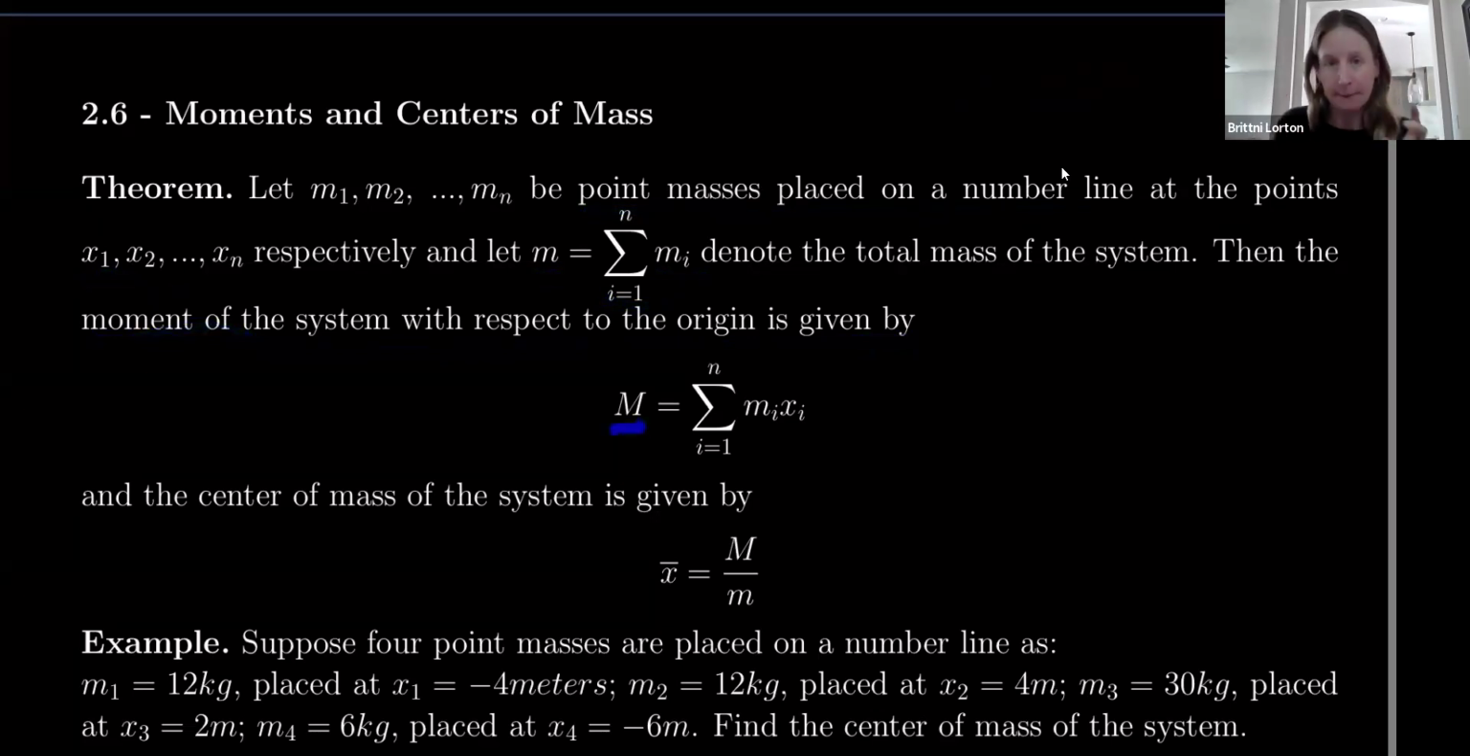Capital M is going to be called the moment, and that's the sum of the mass times the location of the object. And then you're going to find the center of mass or the pivot of the seesaw by calculating the sum of the moments divided by the sum of the masses. That's always going to work out, the sum of the moments divided by the sum of the masses. So let's go through and do an example.